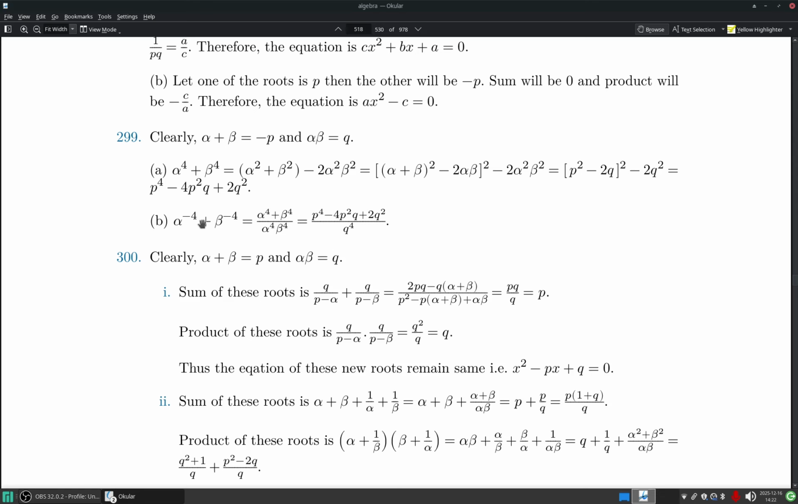And alpha to the power minus 4 plus beta to the power minus 4 will be alpha to the power 4 plus beta to the power 4 by alpha to the power 4 beta to the power 4. We have evaluated alpha to the power 4 plus beta to the power 4 in part A, which is p to the power 4 minus 4p square q plus 2q square, and alpha beta to the power 4 will be q to the power 4.